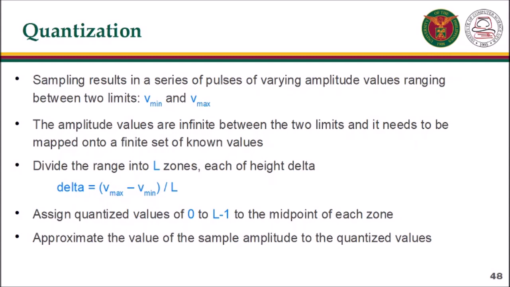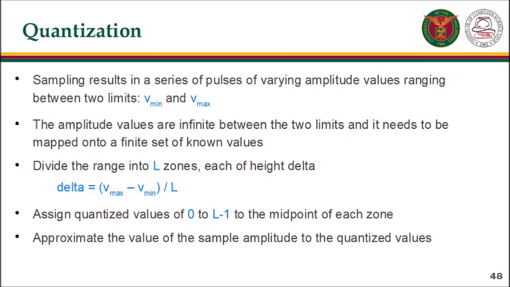The next step in PCM is quantization. The result of sampling is a series of pulses with amplitude values between the maximum and minimum amplitudes of the signal. The set of amplitudes can be infinite with non-integral values between the two limits. These values cannot be used in the encoding process.